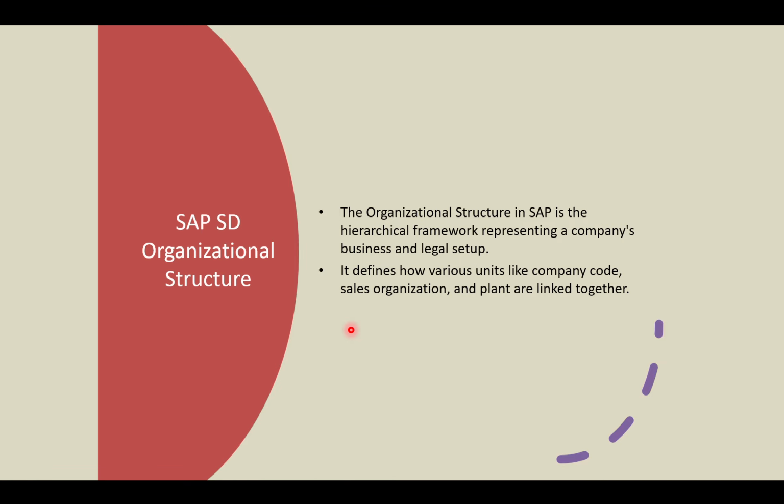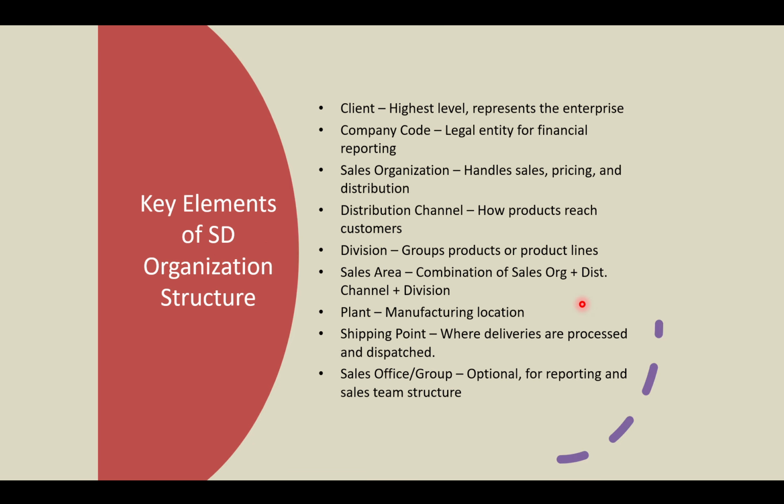So in SAP SD, the organization structure is a digital framework that represents a company's real world business and legal setup. It also defines how various units like company code, sales org, and plant are linked together for managing transactions and reporting, and to maintain the master data as well. This enterprise structure is not only for display, it controls how data flows through the system. I mean how reports are generated and how different modules like FI, MM, SD communicate with each other.